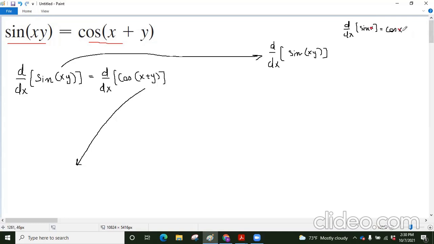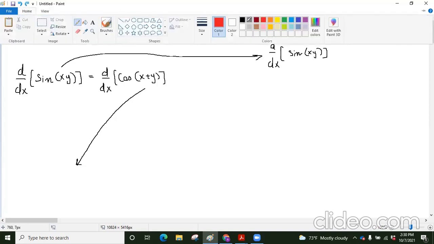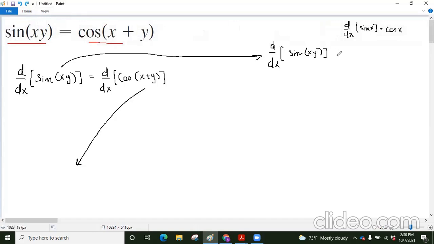But if that something in between is more complicated than just x, then you have to take the derivative of it, and that's the chain rule. So the derivative of this is cosine of xy. But the issue here arises when we have to take the derivative of the inside, right? If it were just x, we would leave it alone, but if it's anything more complicated than x, then we want to take the derivative of the inside.